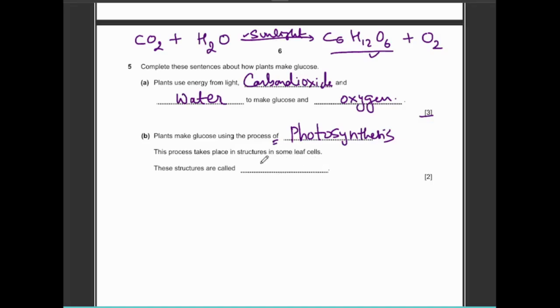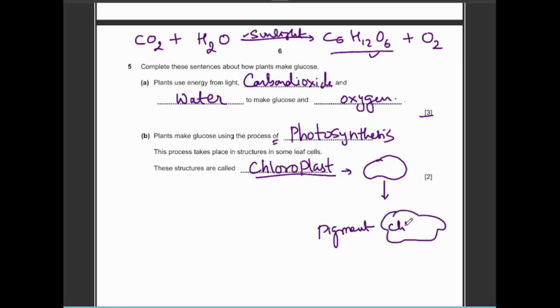structures are called chloroplasts. Chloroplast is the structure. Chlorophyll is a pigment. Don't confuse this. This is a structure, okay? And inside this chloroplast, you know what is there? A pigment, and that is called chlorophyll, okay? That's how it is.